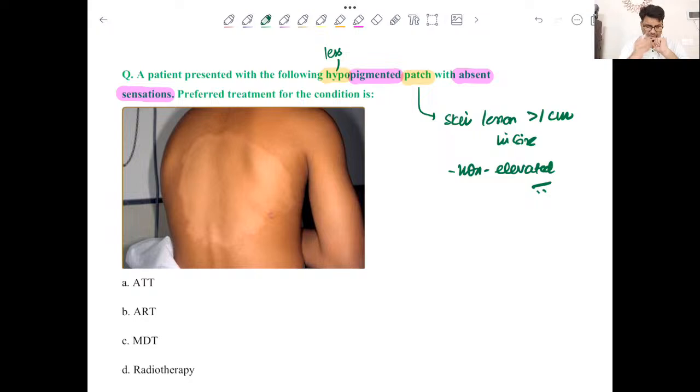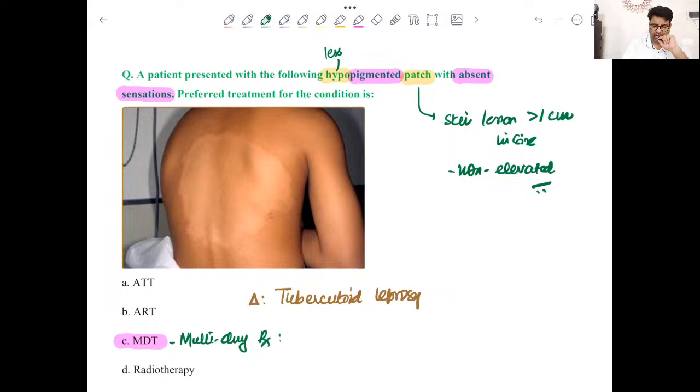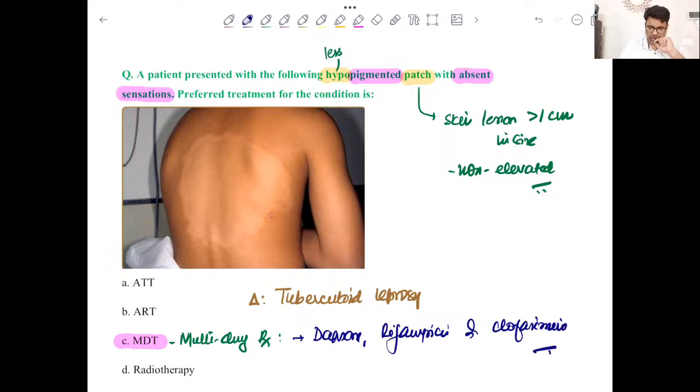Very good, Sangmitra. Very good, KK. Shanwaz. Yes, everyone is right. So this is a classical case of tuberculoid leprosy, right? So this is what? Tuberculoid leprosy. And yes, for leprosy we need to give multi-drug therapy. So this is the multi-drug therapy. And what drugs we use actually? Dapsone, right? Rifampicin and clofazimine. Clear? So this is a tuberculoid leprosy.